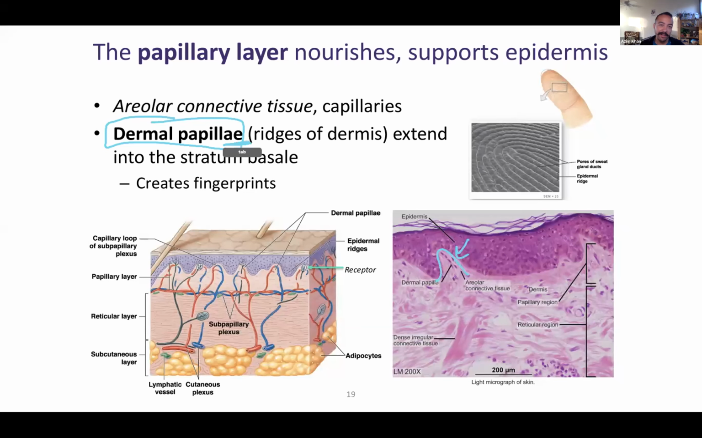AE in Latin is pronounced E, and that's plural. If you're referring to one, it's a papilla. If you're referring to many, it's papillae. These are the ridges that you find in the dermis. They create texture in our skin, and when they're organized just so, they're the ones that create fingerprints.